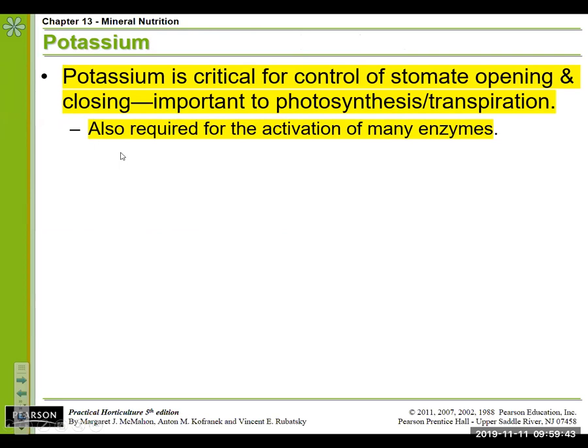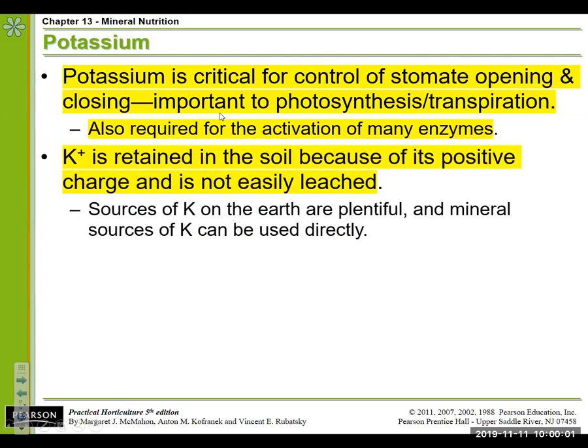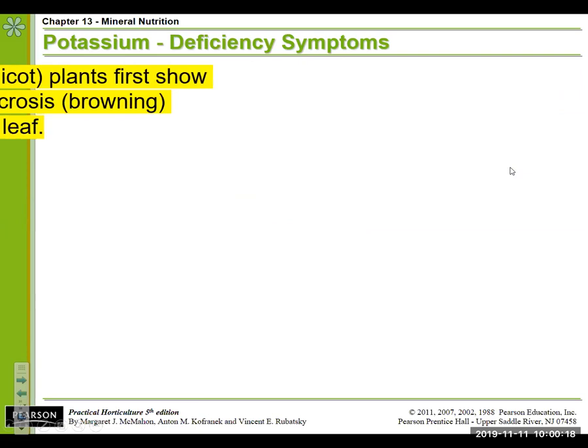Potassium, the K, is also critical for plant growth, especially in the opening and closing of the stomata, so that the plant can respire and photosynthesize and transpire. It's also required for the activation of many different types of enzymes. Potassium exists as a cation and is retained in the soil because of this positive charge. It's not easily leached away. So we have lots of sources of potassium that are plentiful, and mineral sources of potassium that can be used directly.